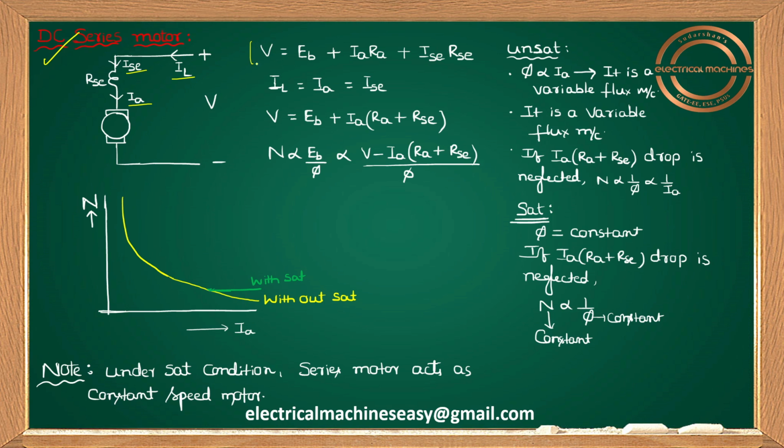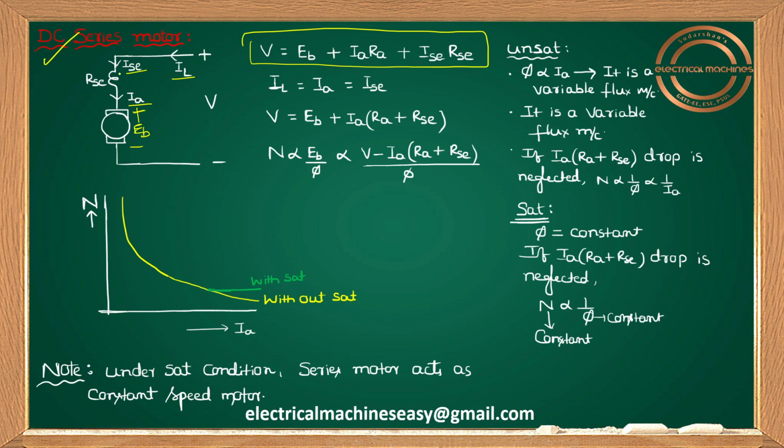And guys, V equals EB plus IA RA plus, I'm just applying simply KVL equation for this loop. V equals back EMF. I already told you in a motor, because of generator action, back EMF is developed. V equals EB plus, in this armature, some resistance will be there. Armature winding having resistance RA, IA RA, plus series field winding having resistance RSC, ISC RSC.